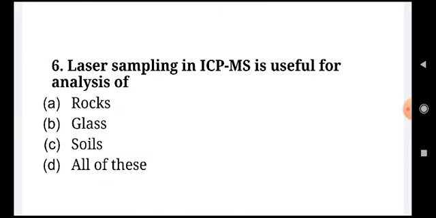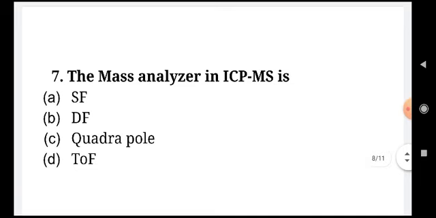Laser sampling of ICP-MS is useful for rocks, glass, soils, all of these. For all of them, your laser sampling can be done. The mass analyzer in ICP-MS is single focusing, double focusing, quadrupole, time of flight. Usually the mass analyzer in ICP-MS is quadrupole.